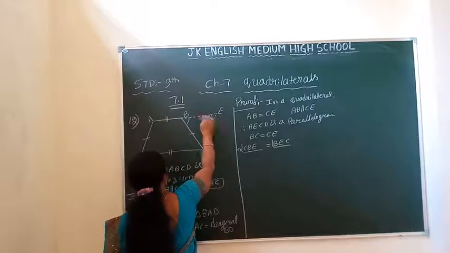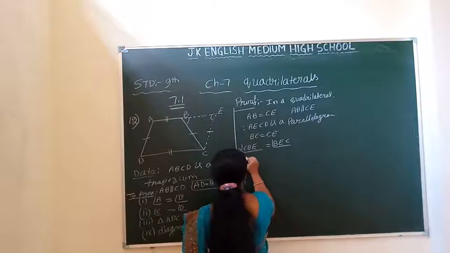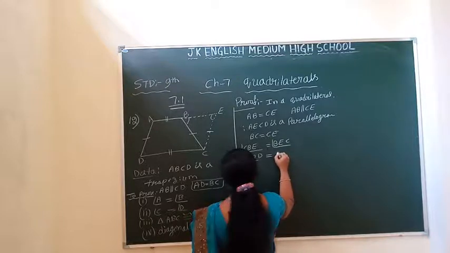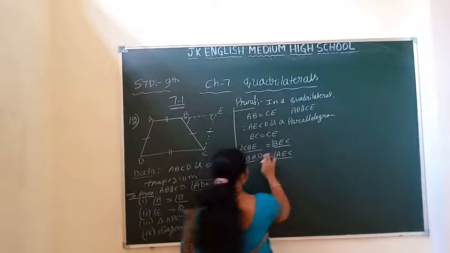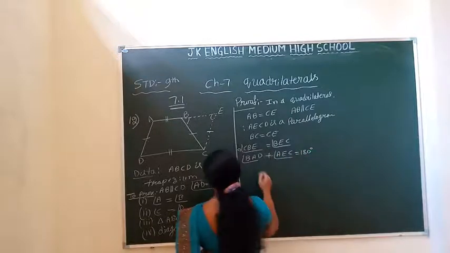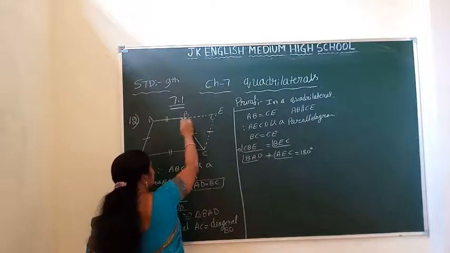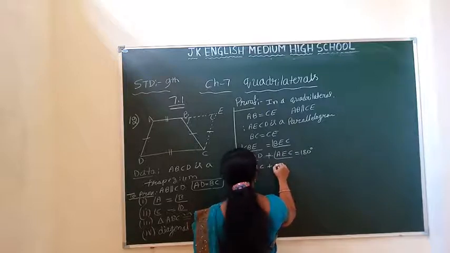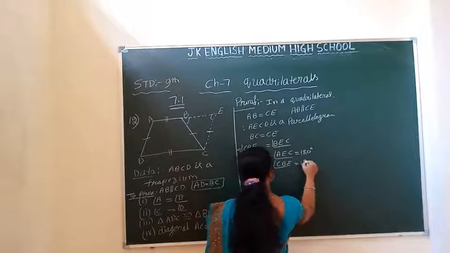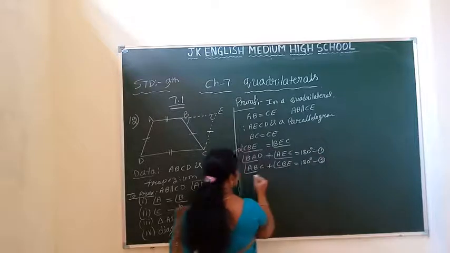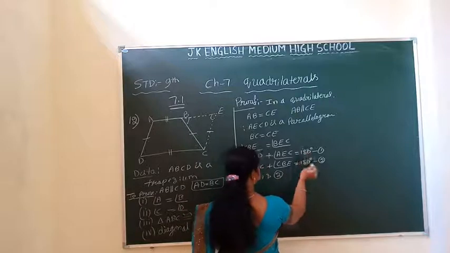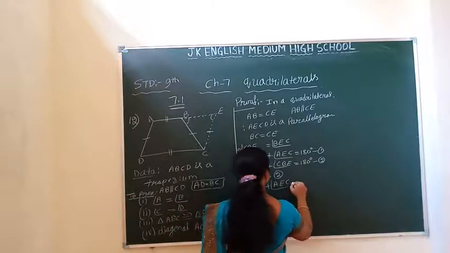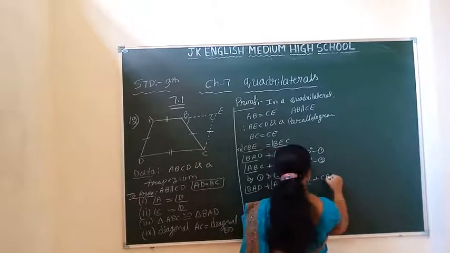And we know that in a parallelogram, the sum of the co-interior angles is equal to 180 degrees. Also, since it is a line standing on a straight line, the sum of these two angles, angle ABC plus angle CBE, is equal to 180 degrees. So the left-hand side is also equal: angle BAD plus angle AEC is equal to angle ABC plus angle CBE.